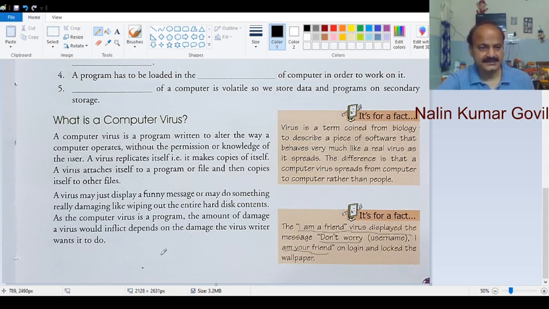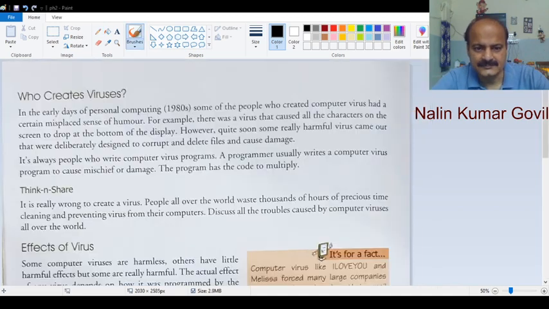Clear? So after that we will see the next. You have a query in your mind: who creates the viruses?